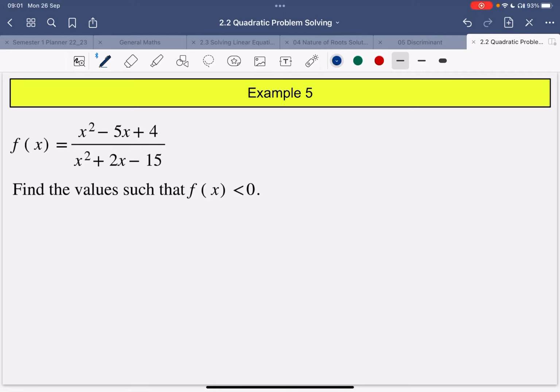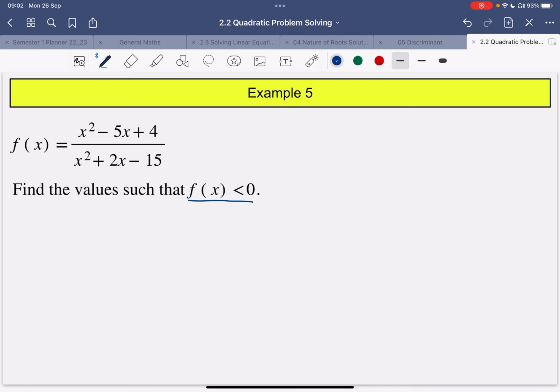Okay, this is the final in the quadratic problem solving sequence of videos I'm going to do, and this is probably the most complicated. So what I'm going to do is find where the function is less than 0. If I had a graph, it would be easy, and in fact I'm going to show you the solutions on the graph afterwards just to check my results.